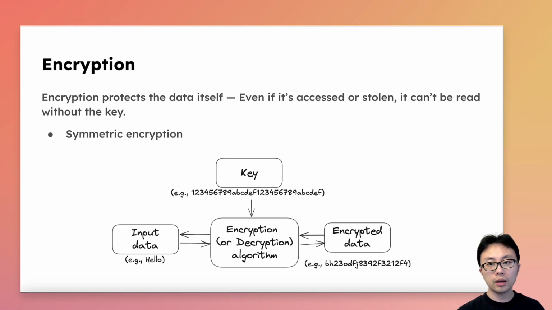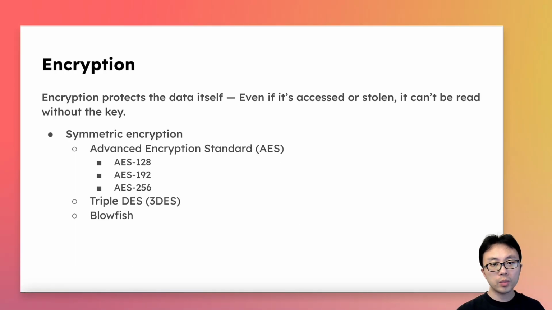In contrast, symmetric encryption is reversible, meaning that you can always get your original data back if you have the key, making it ideal for storing sensitive information that you need to retrieve later, like credit card numbers or personal details. Common symmetric encryption algorithms include Advanced Encryption Standard, Triple DES, and Blowfish.